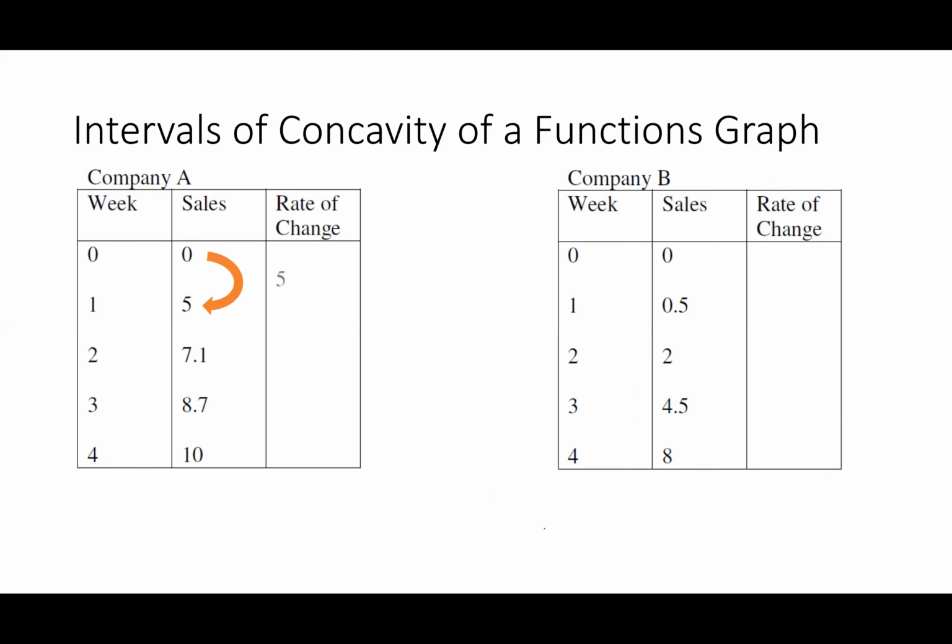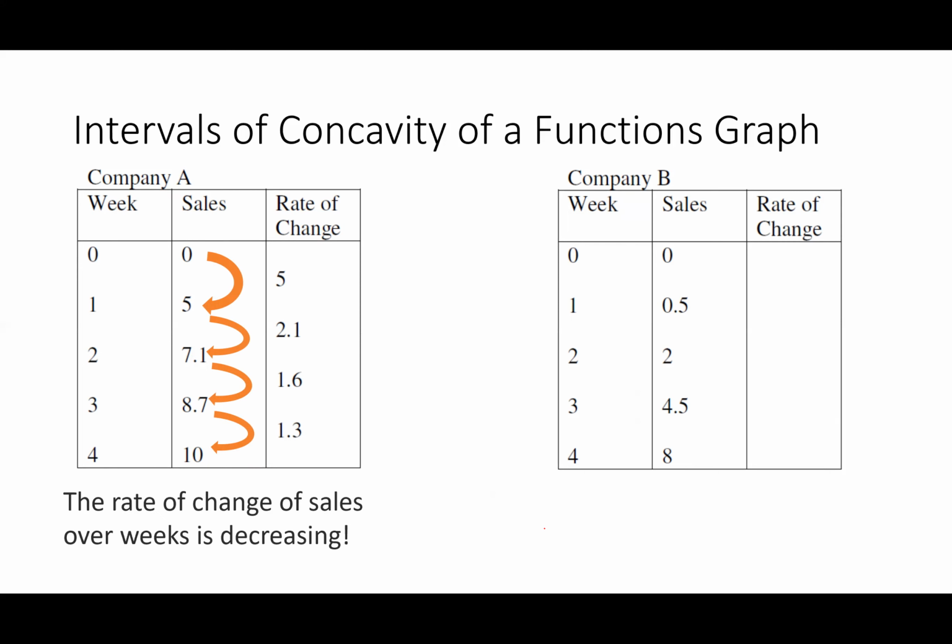So if I look at the particular tables representing sales, if I look at Company A, first I'm increasing by 5, then I'm increasing by 2.1, then I'm increasing by 1.6, then I'm increasing by 1.3. Now, I see that these rates of change, from 5 to 2.1, that's going down. From 2.1 to 1.6, that's also going down. From 1.6 to 1.3, that's also going down. So I see that the amount I'm growing is decreasing over time.